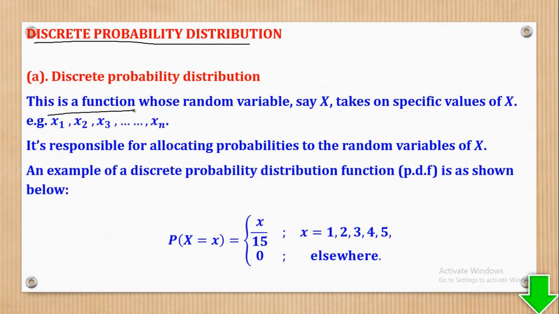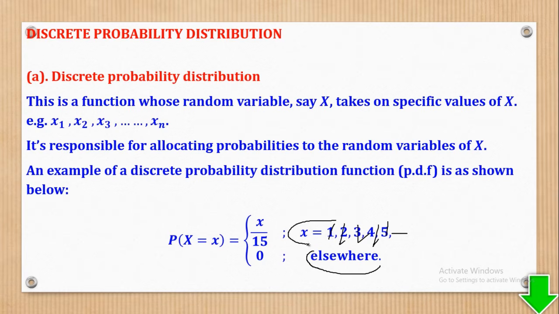A discrete probability distribution function is a function whose random variable, say x, takes on specific values of x, like 1, 2, 3, 4. As you can see in this example of a discrete PDF, it takes on discrete values 1, 2, 3, 4, 5, etc. It doesn't take on decimal points, it only takes on whole numbers. Now this 0 elsewhere means that outside these values of x, the probability is 0.